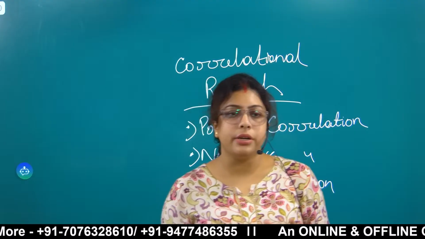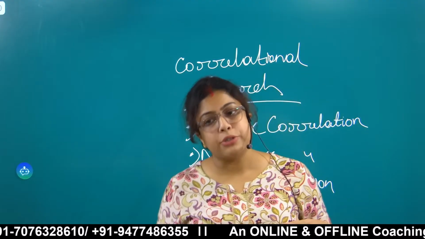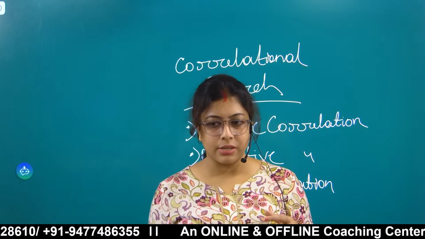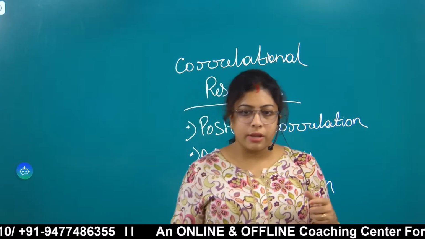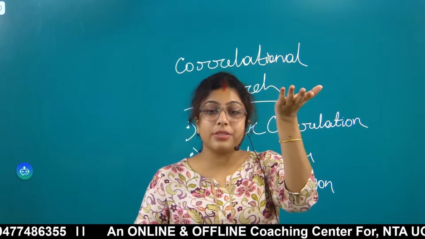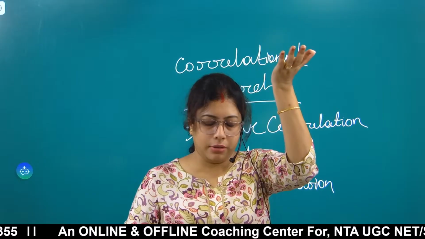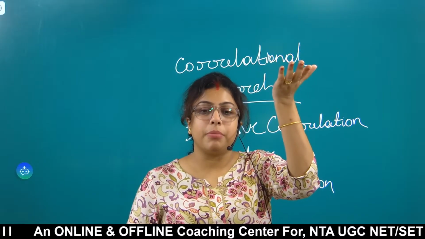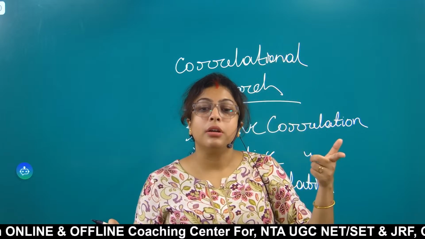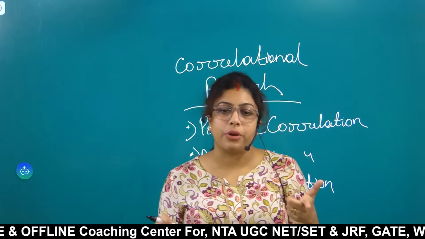If I consider there is an increased rate of education, then there should be, in a society, a decreased rate of crime, isn't it? There is an increased rate of education and there is a decreased rate of crime. So if there is an increment in a single variable, the other variable will decrease, isn't it? So this is called negative correlation.